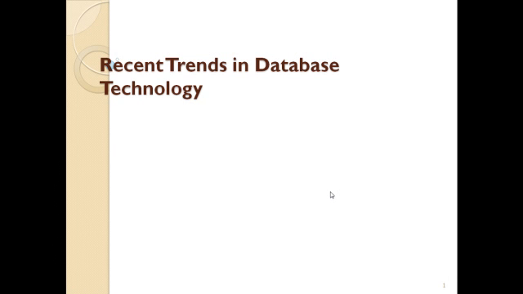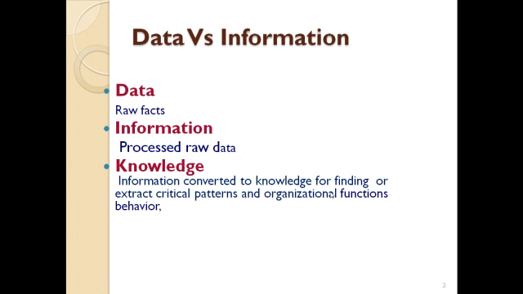In this video lecture, I would like to discuss the recent trends in database technology. First, we'll see what is data. A raw fact is called a data. What is information? The processed raw data is called information. What is knowledge? Information converted to knowledge to find any useful patterns.